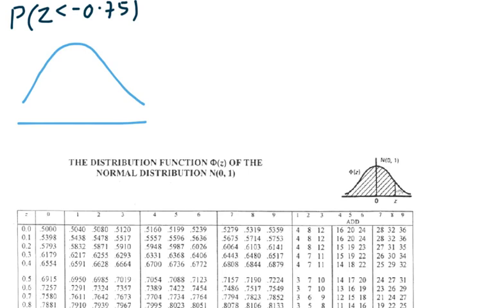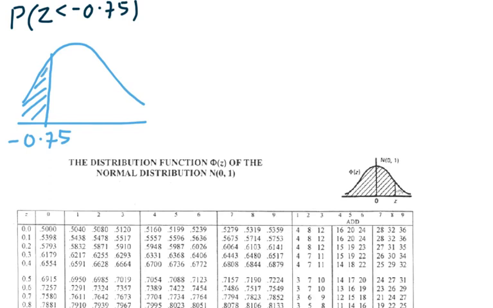A negative value is going to be on the left side of 0, since in the standardized normal distribution the mean is 0. So negative 0.75 might be around here. This is negative 0.75. The shaded area that we want to find is less than negative 0.75, and less than is going to be on the left side of the value. So this is the shaded area that we want to find.